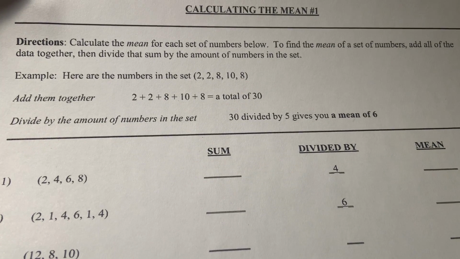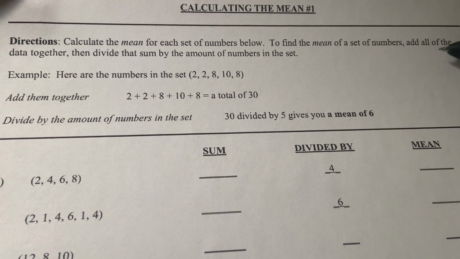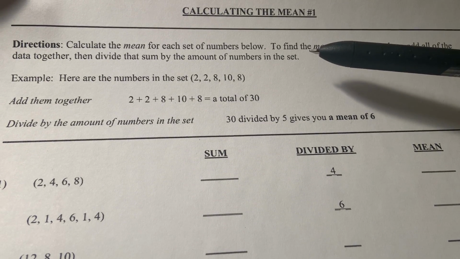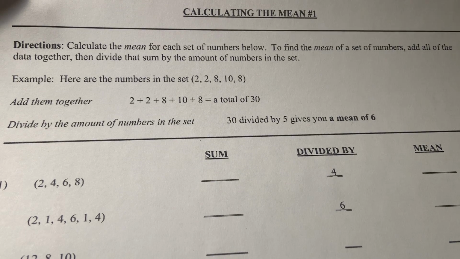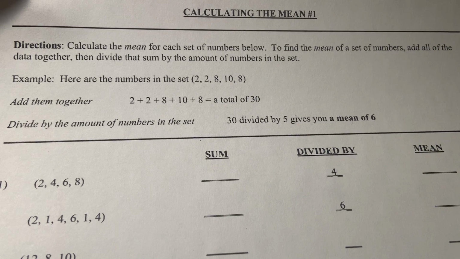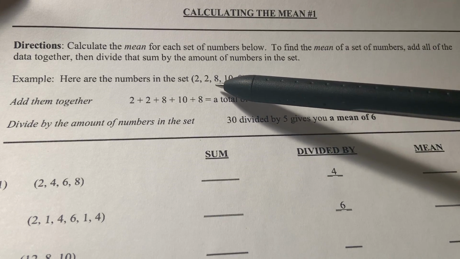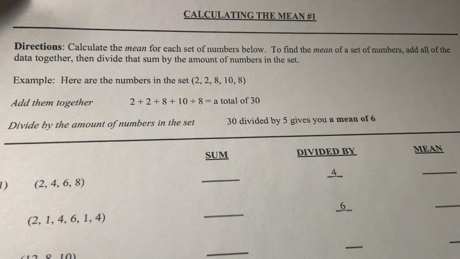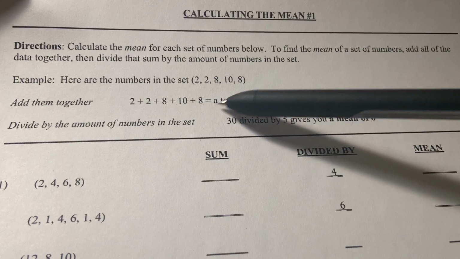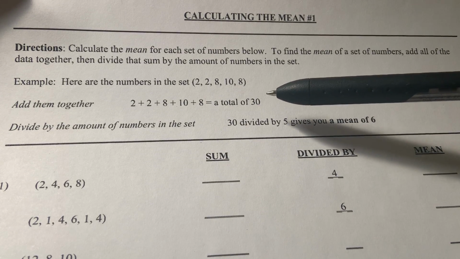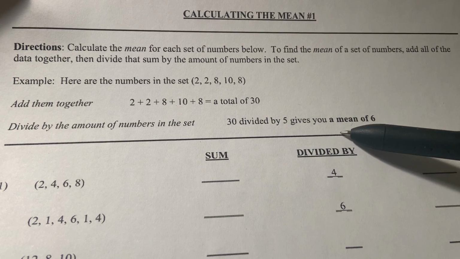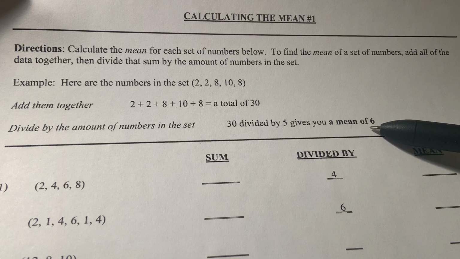To find the mean of a set of numbers, add all of the data together, then divide that sum by the amount of numbers in the set. It's that simple. Let's look at the example. Here are the numbers in the set: 2, 2, 8, 10, and 8. Add them together. 2 plus 2 plus 8 plus 10 plus 8 equals a total of 30. And then it says divide by the amount of numbers in the set. 30 divided by 5 gives you a mean of 6.